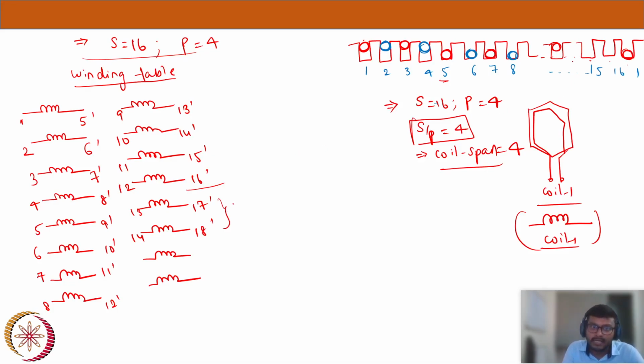So when I say 17 dash, it's not the 17th slot, but the first one. It's coming back, so whenever it's coming back we just write it as 1 dash. It's like a return path. It's a closed structure. Now when it is 18, it's nothing but 18 minus 16, that is 2 dash. 15 will come at slot 3 and 16 will come at slot 4. Next one will be 5 dash. So a complete circle has been made with 16 different coils. Now my placement of all coils has been done.